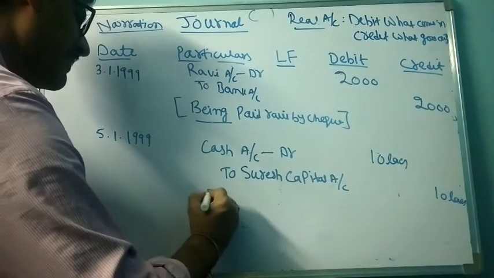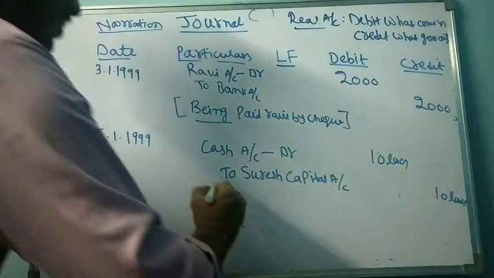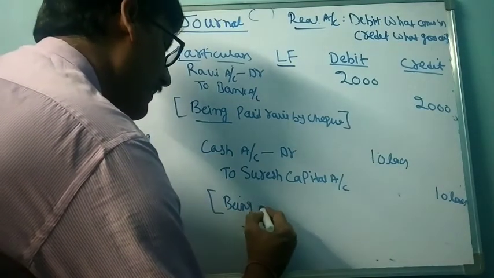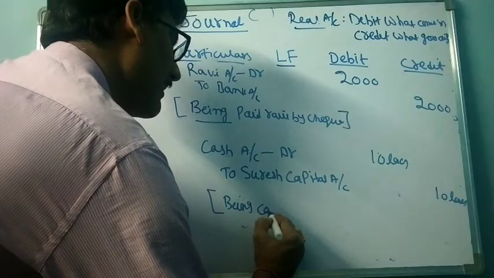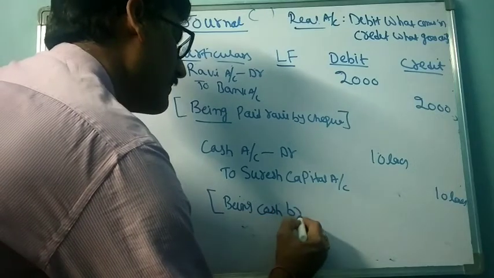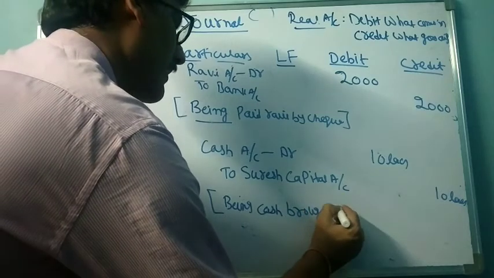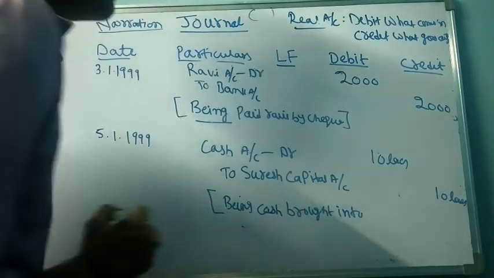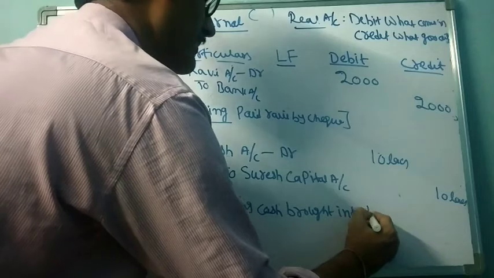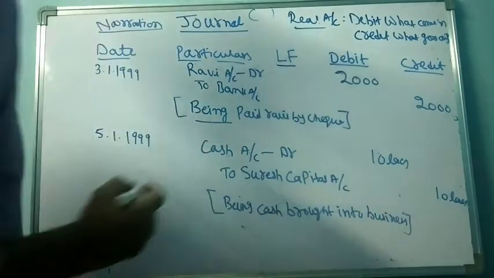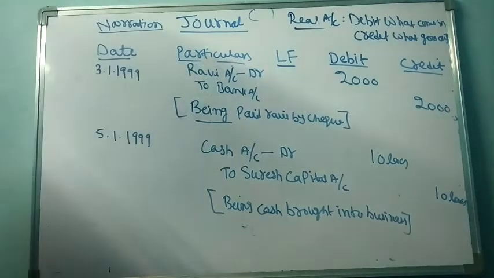Now writing the narration in brackets. Narration is what? Always narration should begin with "being": being cash brought into business, or being Suresh started business with cash. You can write any narration, but the meaning should be the same. Being cash brought into business, or being Suresh invested money into the business. Like this you should write narration.